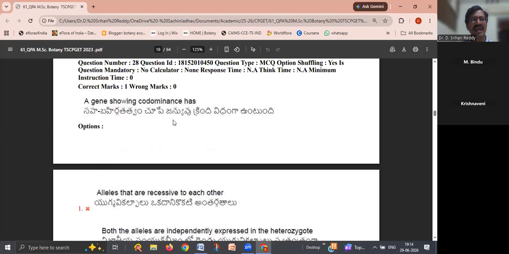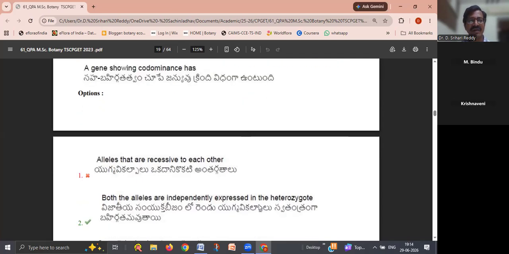Next, a gene showing codominance has. So just now we discussed the difference between the dominance, incomplete dominance and codominance. So what is codominance here? Alleles that are recessive to each other, that is not right. Both the alleles are independently expressed in the heterozygote. That is the F1 phenotype.